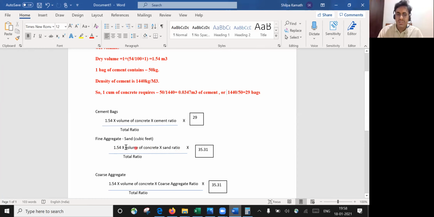This time I need to find the sand. So what is the sand ratio? 1 is to 3 is to 6. So 3 is for the sand. So multiply this by 3 and divide it by 10 into, this time what will happen? You should not take 29. You have to take 35.31. Now why do you have to take 35.31?